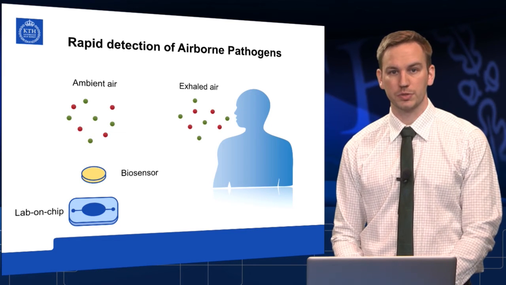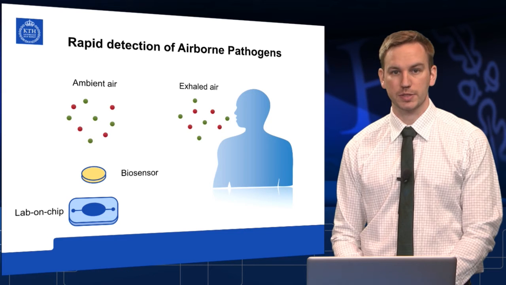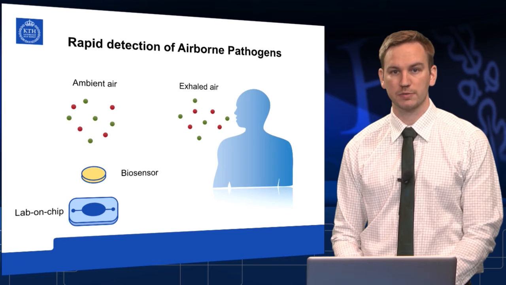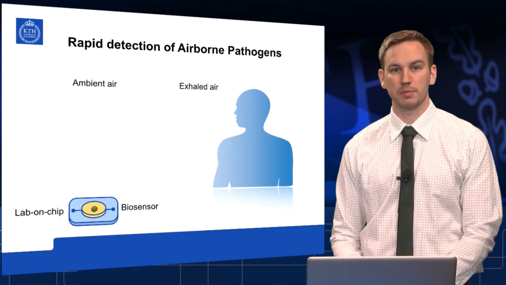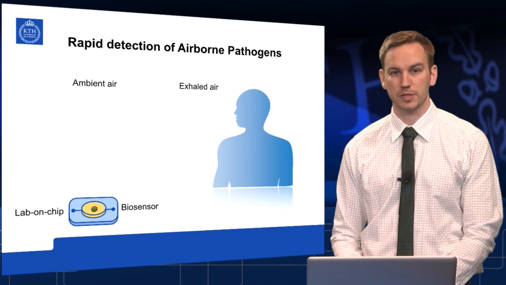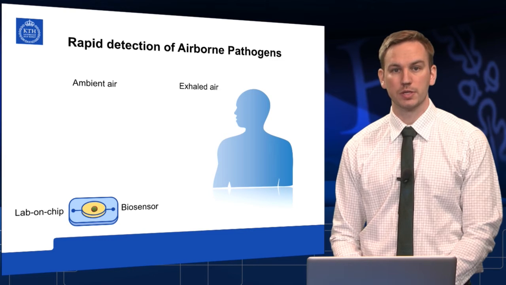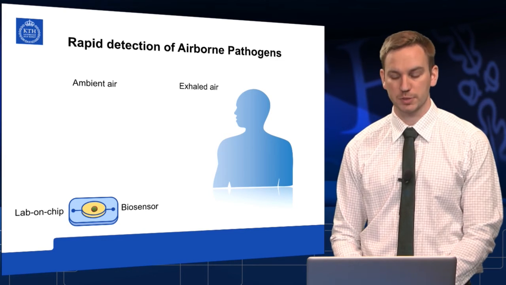This included the use of labs on a chip and biosensors, which are miniaturized devices that enable a rapid and sensitive detection of specific target analytes. The biosensors are integrated with the lab-on-a-chip devices and combined with an efficient air sampling technique to enable a rapid detection of airborne pathogens. Now, let's look closer at the different parts of the work, starting with the fabrication of lab-on-a-chip devices.